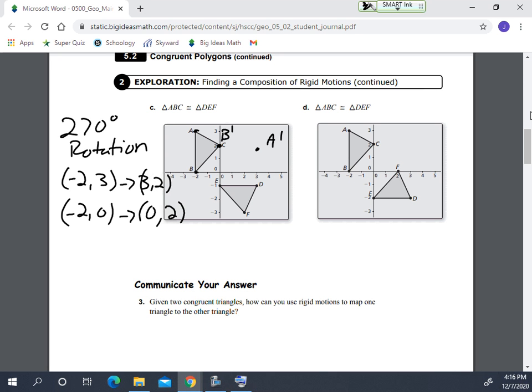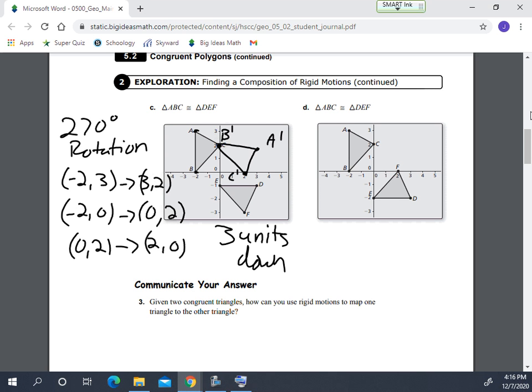This is A prime. And then C is at 0, 2. That changes and goes to 2, 0. So here is C prime. We're left with this triangle here. And then it's just a translation of 3 units down. Okay, there's our transformations there.